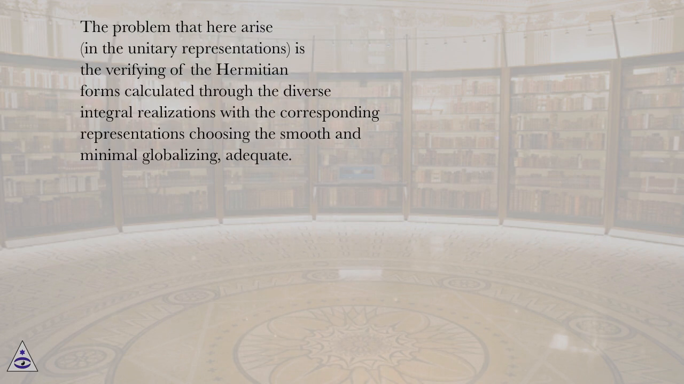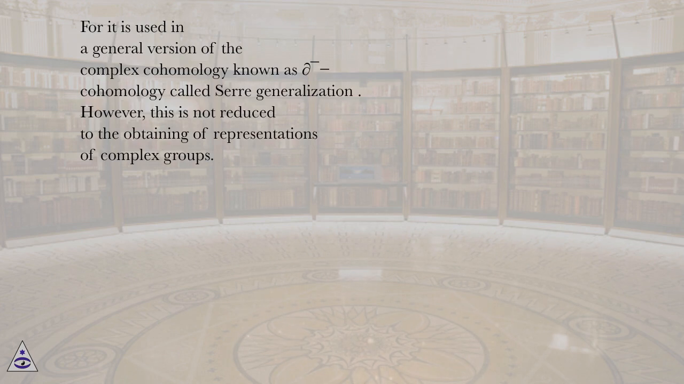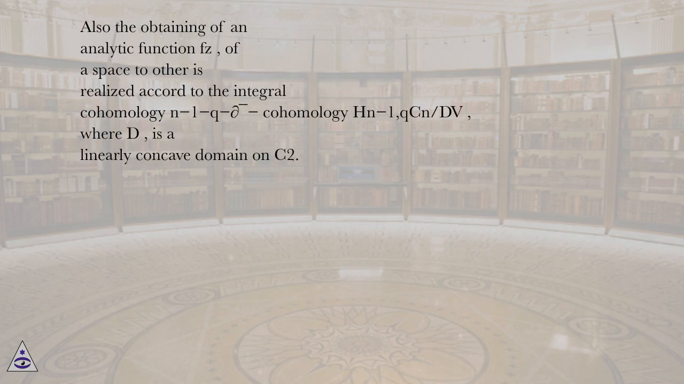The problem that arises here, in the unitary representations, is the verifying of the Hermitian forms calculated through the diverse integral realizations with the corresponding representations, choosing the smooth and minimal globalizing, adequate. For it is used a general version of the complex cohomology known as Dolbeault cohomology, called Serre generalization. However, this is not reduced to the obtaining of representations of complex groups. Also, the obtaining of an analytic function f, from a space to another, is realized according to the integral cohomology in Dolbeault cohomology H^{n-1,q}(C^n/D, V), where D is a linearly concave domain on C2.